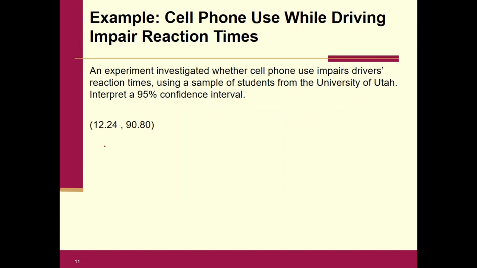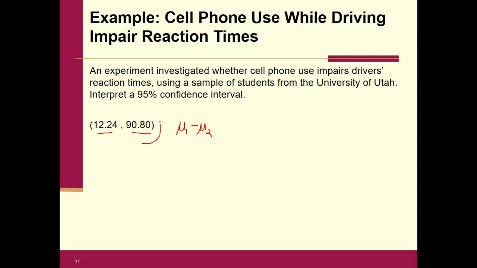And remember, this is not mu1, that's not mu1, that's not mu2. What is this for? This is the difference between mu1 and mu2. Okay, this is an estimate for that difference.